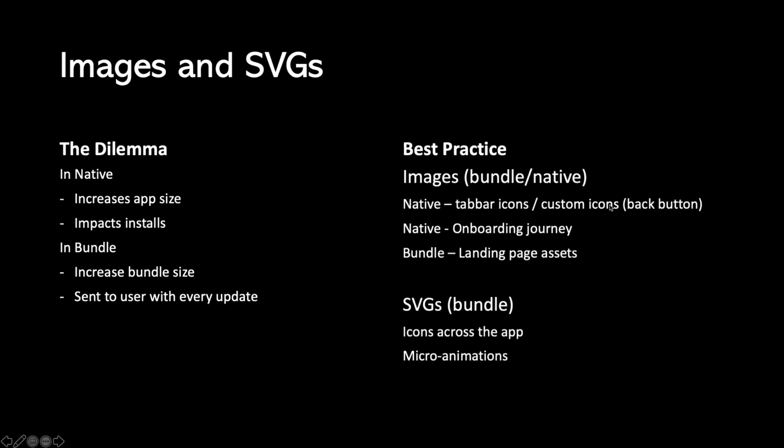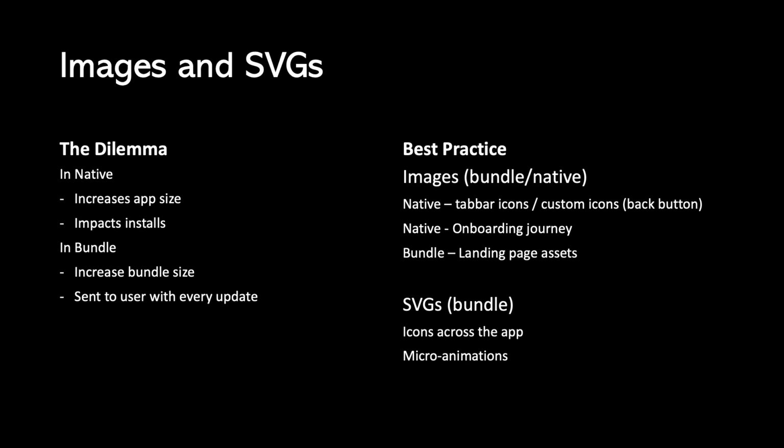So we have the option of either bundling an image if we put it inside the assets directory in the React Native folder. It will bundle and go over the air, or we can also put them in native. So what is the best practice? The tab bar icon or the custom icons, let's say that we want to have a very custom back button. We should try and put that in native. And how we decide that is we're not going to change the back button very frequently, right? So why not bundle it and send it over?